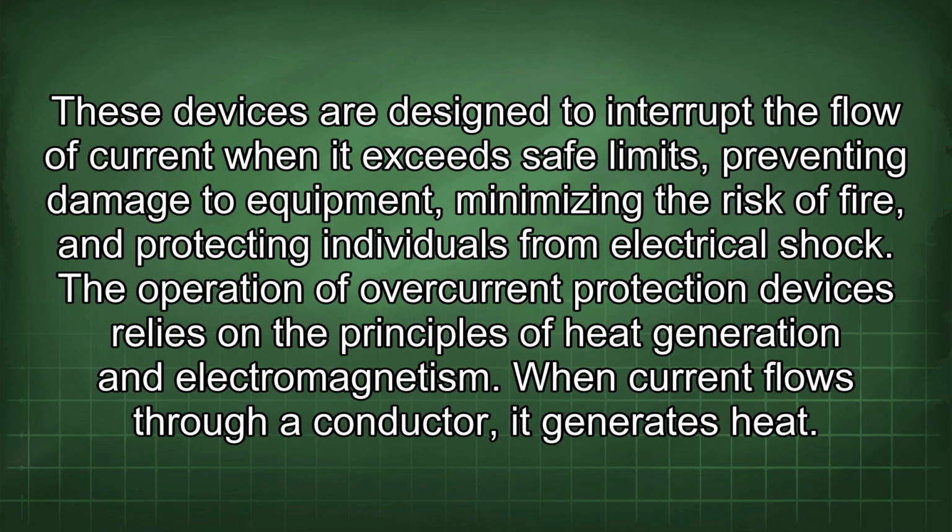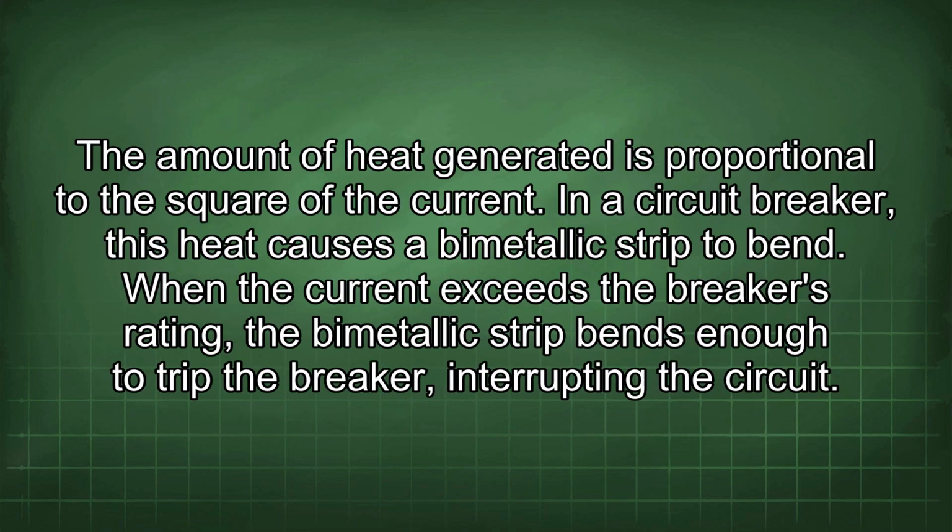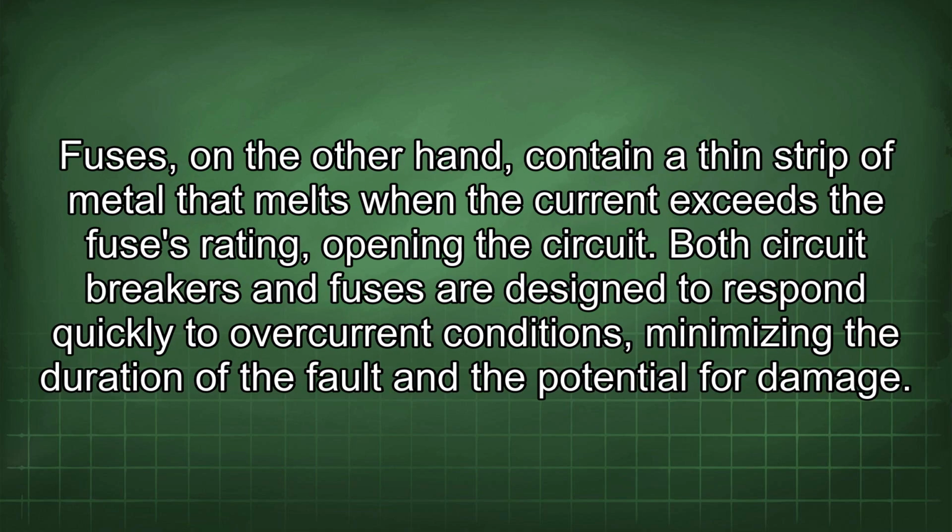The operation of overcurrent protection devices relies on the principles of heat generation and electromagnetism. When current flows through a conductor, it generates heat. The amount of heat generated is proportional to the square of the current. In a circuit breaker, this heat causes a bimetallic strip to bend. When the current exceeds the breaker's rating, the bimetallic strip bends enough to trip the breaker, interrupting the circuit. Fuses, on the other hand, contain a thin strip of metal that melts when the current exceeds the fuse's rating, opening the circuit. Both circuit breakers and fuses are designed to respond quickly to overcurrent conditions, minimizing the duration of the fault and the potential for damage.